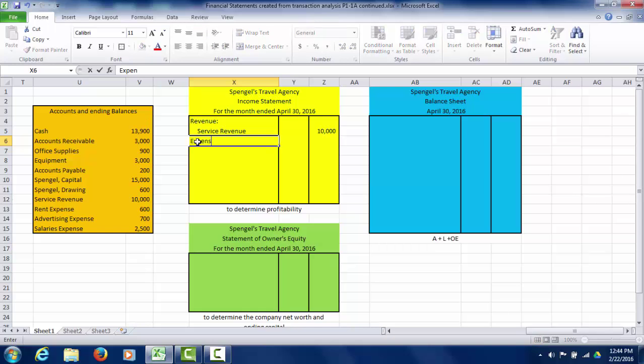Then let's move on to the next category, expenses. Now in this case, I do have more than one.